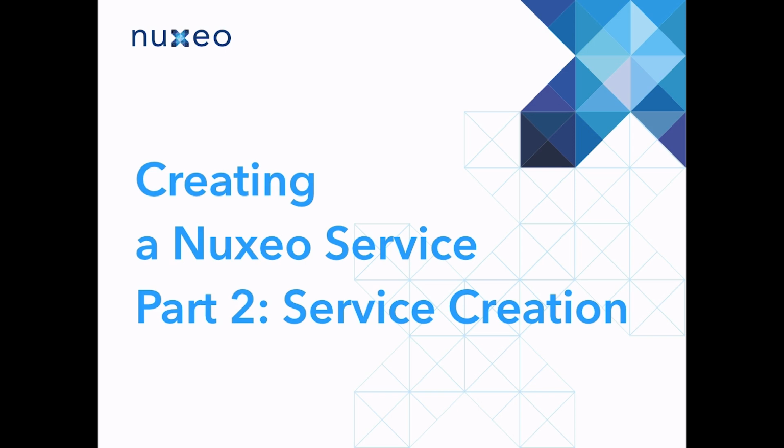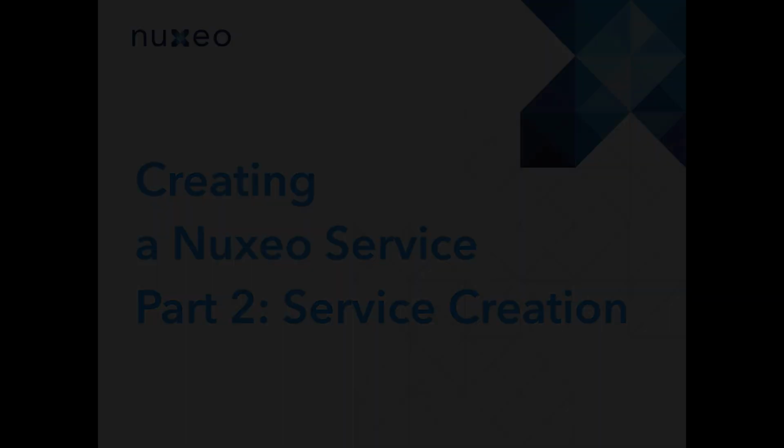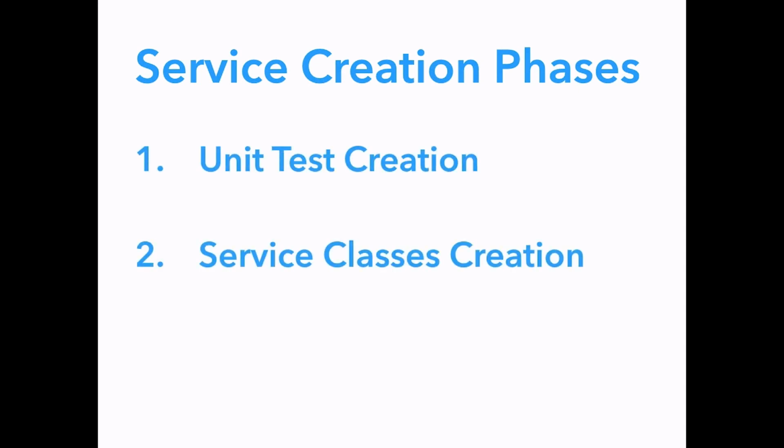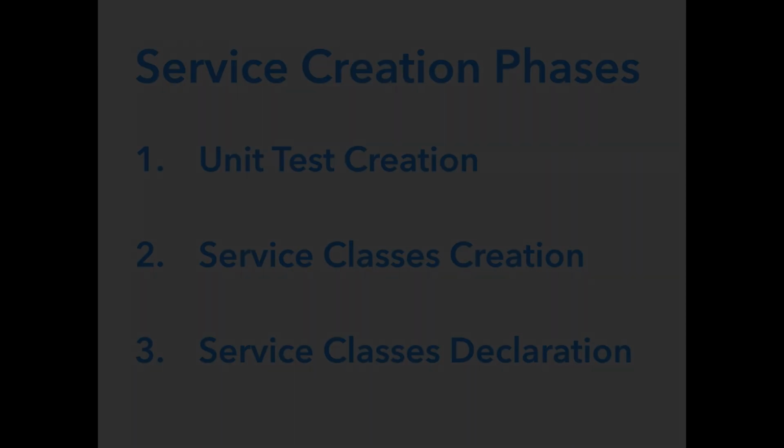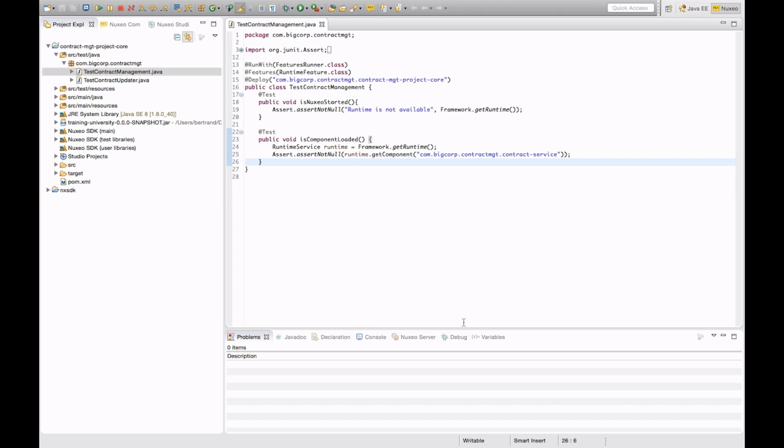We set up the foundations for a contract management service, and we'll now create it. This will be achieved in 3 phases: creating a unit test, then the service classes, and declaring the service classes using a component. Like our previous video, we will be using test-driven deployment. So let's start with a new unit test method named isContractServiceAvailable.